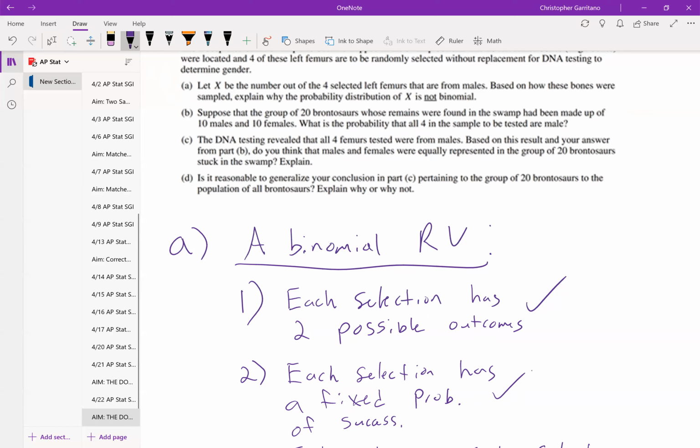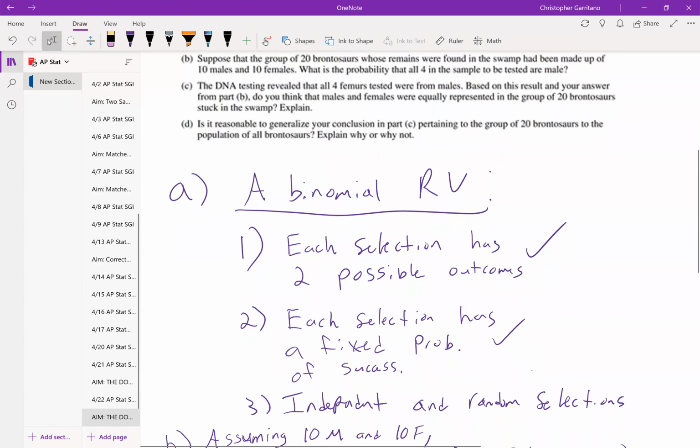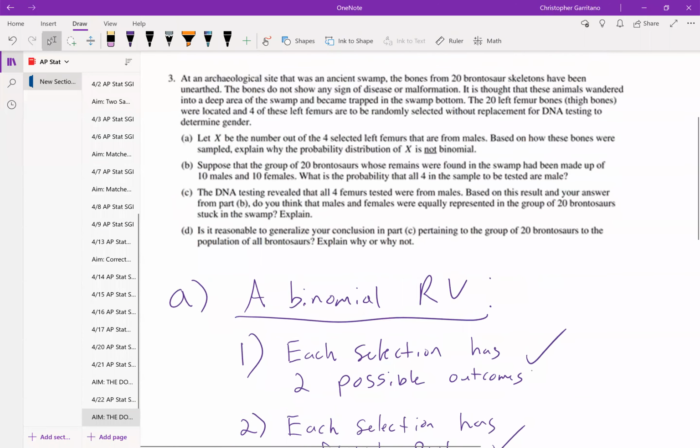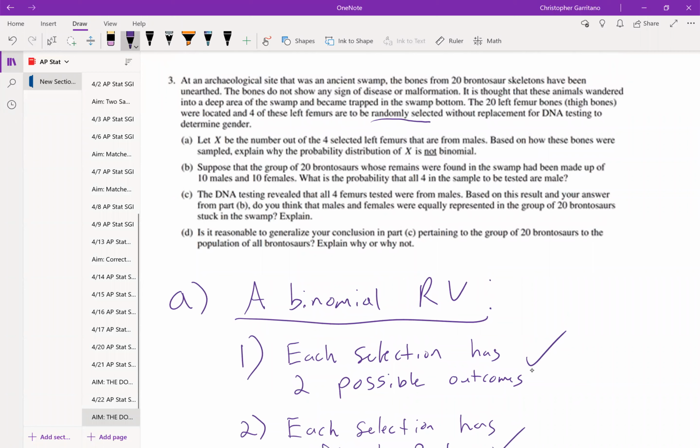We run into problems in this third condition where each selection has to be independent and random. Now we do have random selections, apparently. It says that each of the 4 left femurs were randomly selected, but the thing is, they were randomly selected from a small group of bones. So we don't have independent selection.